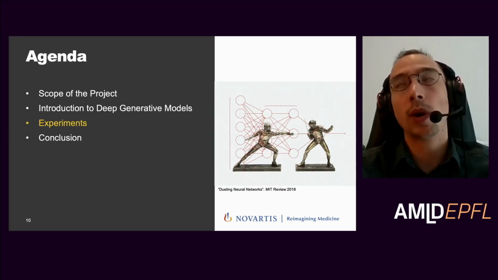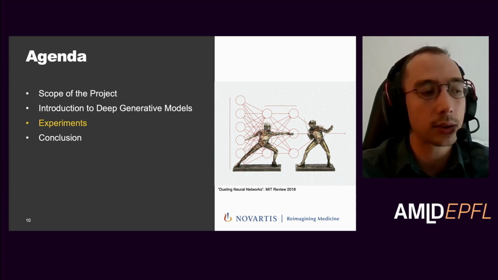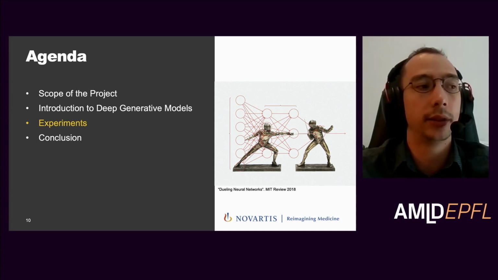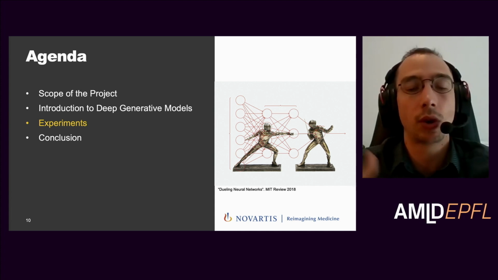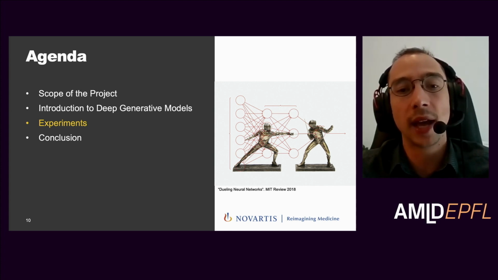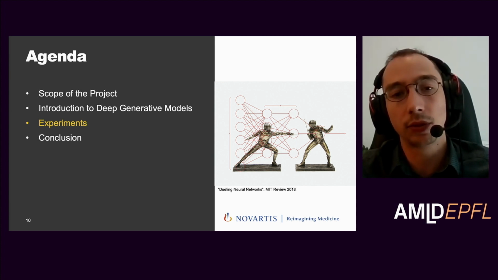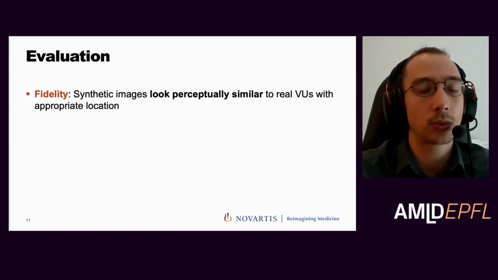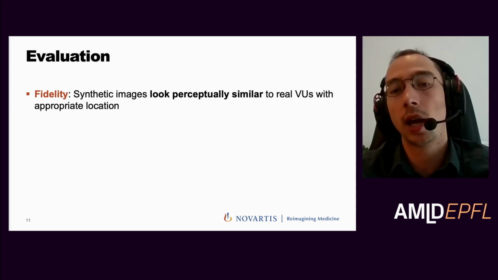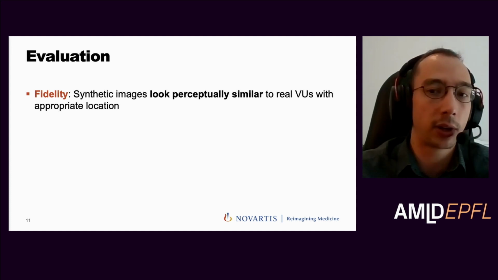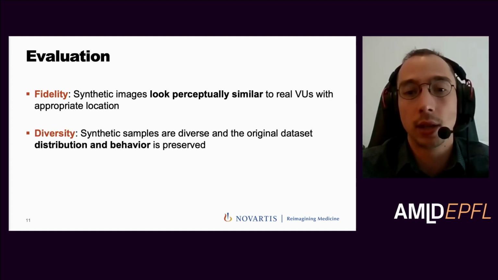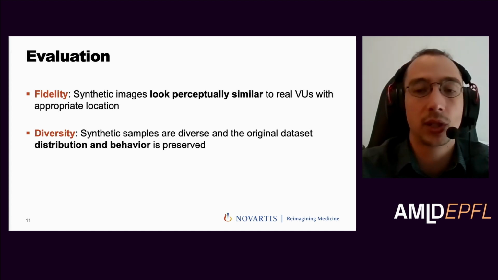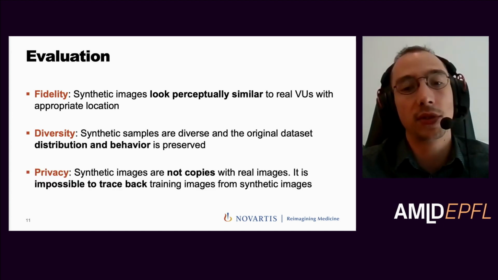And then once we get this network trained, we just run this entire network on generation and create a data set of roughly the size of the original data set, so 10,000 images in our case. And then we apply and test out a few experiments there. The first experiment we went through is fidelity, which is making sure that the images look perceptually similar and perceptually realistic. The second thing is diversity. So once again, distribution and behavior are preserved compared to the original data set. And privacy.